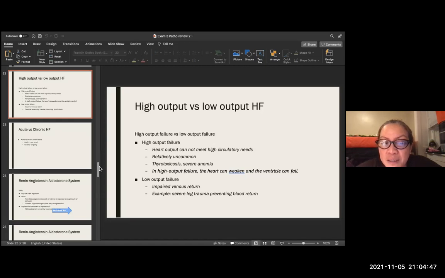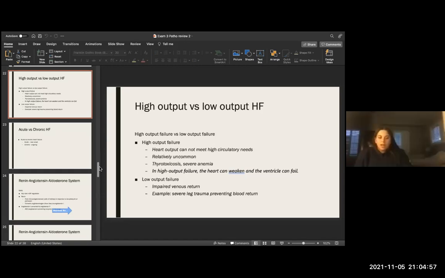Why do you think the thyroid is involved? What's the responsibility of the thyroid? The thyroid is responsible mainly for metabolism. So what does that mean for high output failure? Why is the heart weakened?